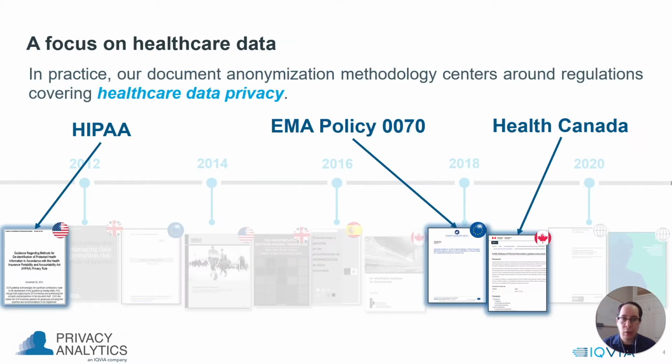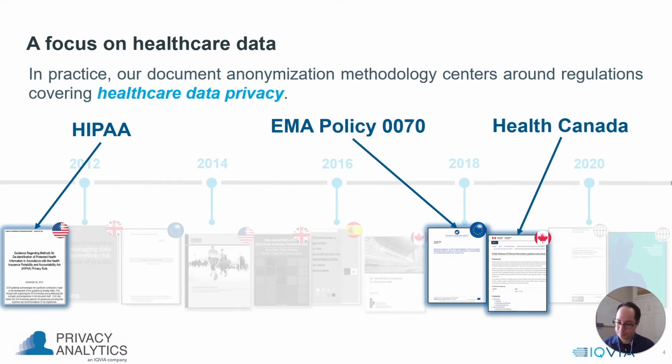Now, across the globe, there are many practical guides and regulatory guidance documents describing how data can be used to anonymize data to protect privacy. And our document anonymization methodology centers specifically around regulations covering healthcare data privacy, so HIPAA in the United States, EMA Policy 70 in the EU, or guidance documents from Health Canada. And in particular, the last two documents deal specifically with the public release of information for the purposes of clinical trial transparency.